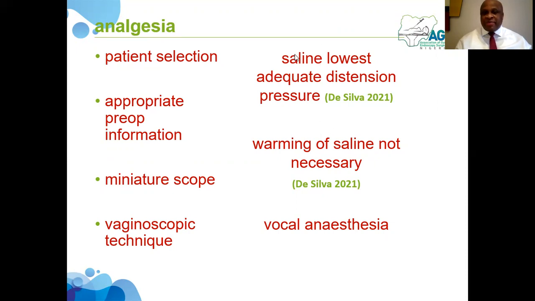Another good hysteroscopic principle is to use the bare minimum pressure to distend the cavity. Common sense would say that warming the saline would be much more comfortable, but unfortunately, whether the saline is warmed or not does not make a difference in terms of how much pain the patient can feel. Local anesthesia remains the most effective form of anesthetic.